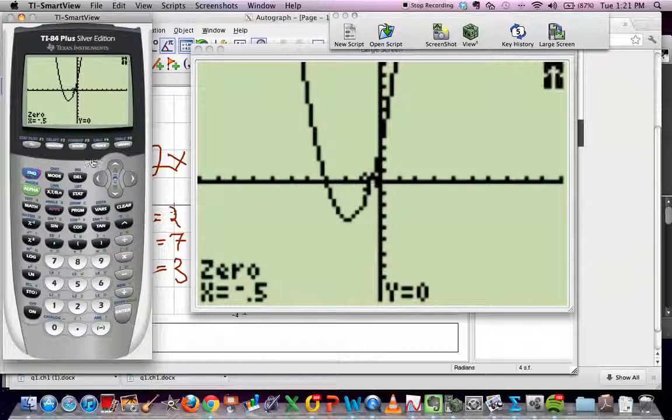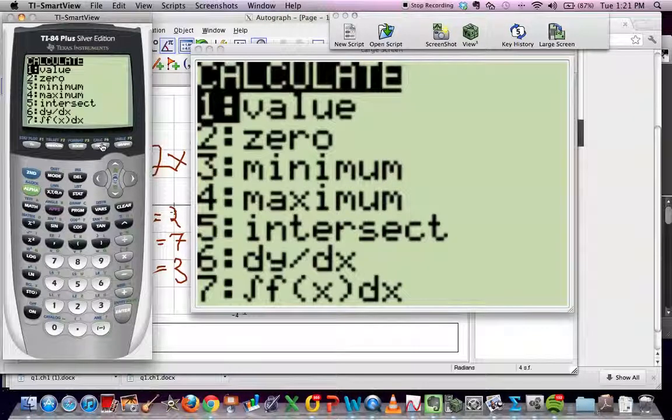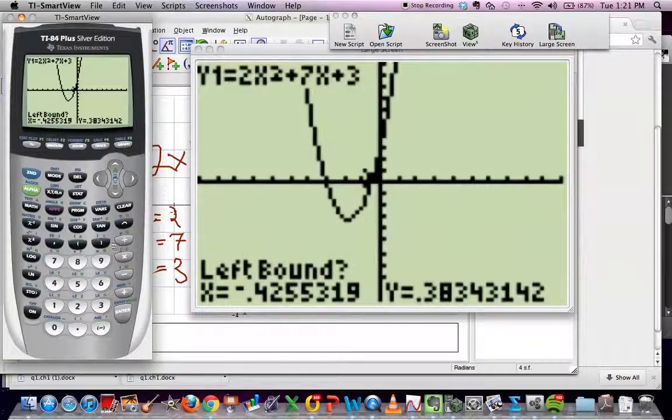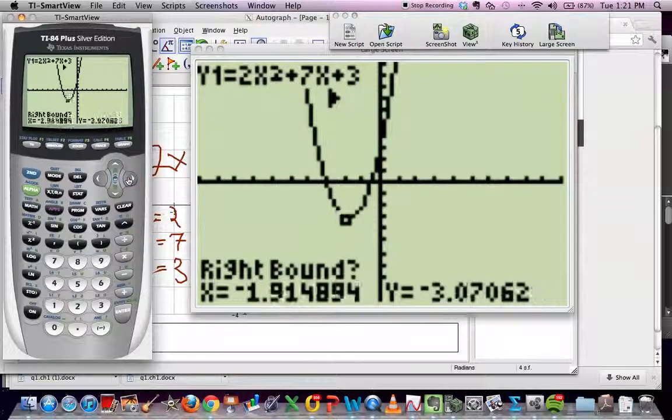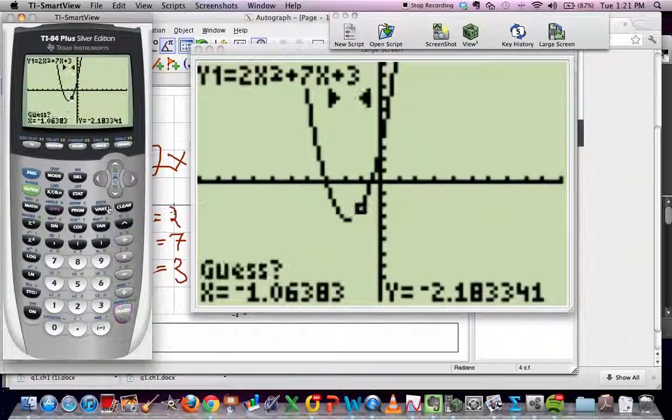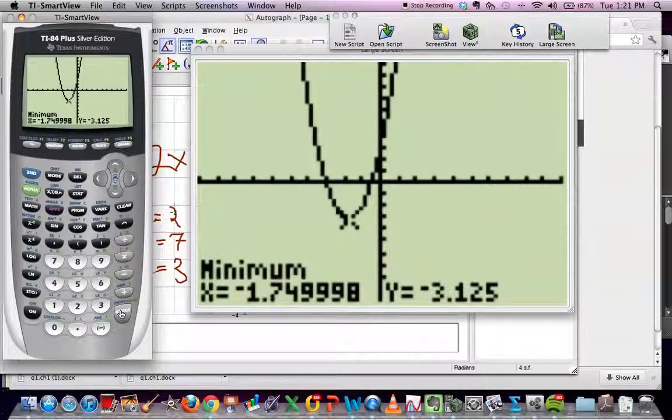The other thing I should point out, if you go back to second trace, you could also do things like find the minimum value. So if I wanted to find how low this function went, same process: to the left of where I can see that it's the lowest, to the right of where I can see it's the lowest, and then take a wild guess, and you can find your minimum point as well.